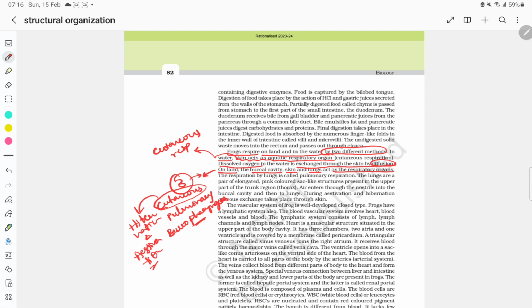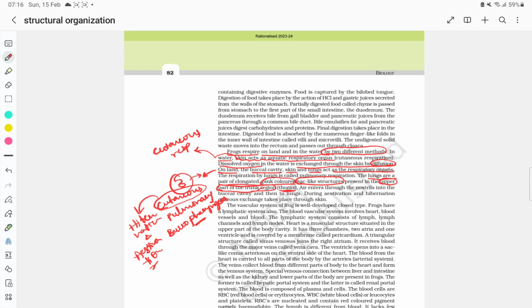Coming to the lungs part, these lungs are a pair of elongated pink colored sac-like structures. Where are they present? They are present in the upper part of the trunk region. They may confuse by changing this word upper as lower. So lungs are present in the upper part of the trunk region, that is in the thorax, the upper thoracic region.